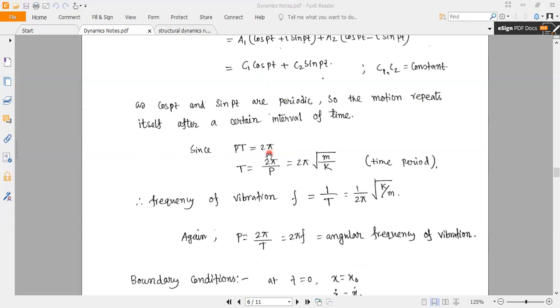Simple. Now frequency of vibration. What is frequency? That means in one second how many cycles will be occurring or will be repeated. Okay, that is the frequency. In 1 second how many cycles will be repeated. So you know that time period is equal to this. So in capital T time there is 1 cycle. In capital T seconds the number of cycles is equal to 1. So in 1 second the number of cycles is equal to 1 by capital T. Simple mathematics, right?